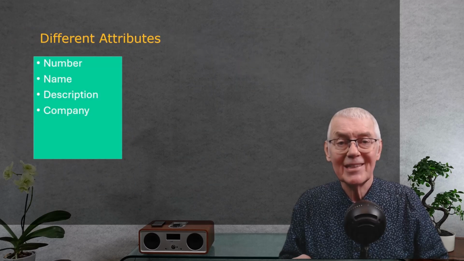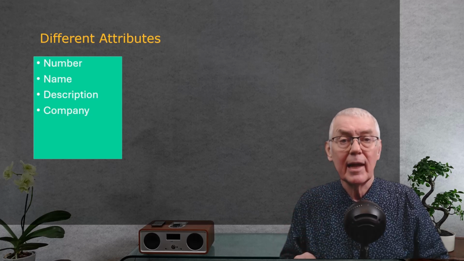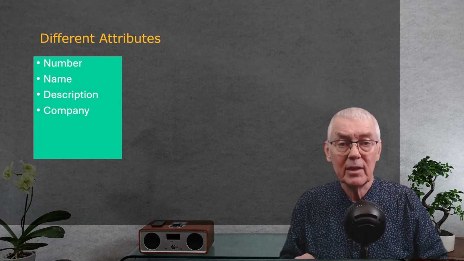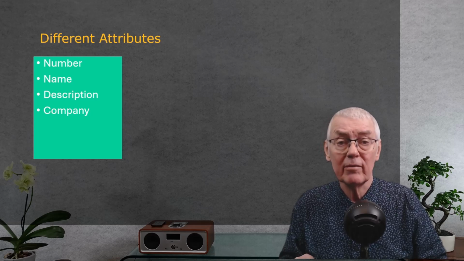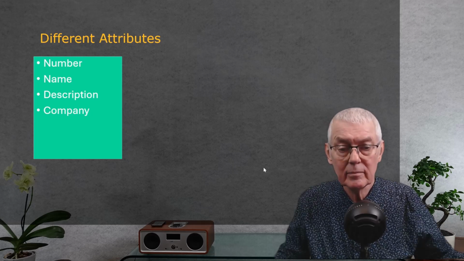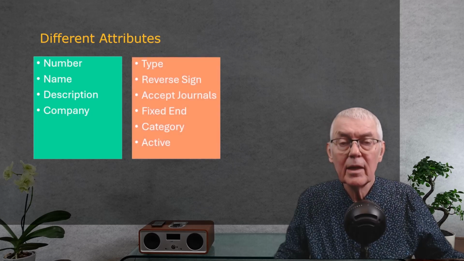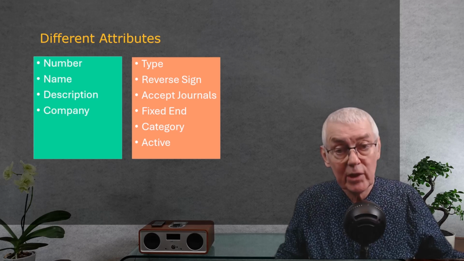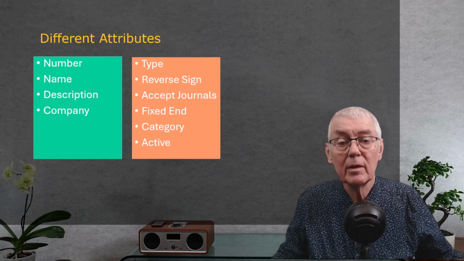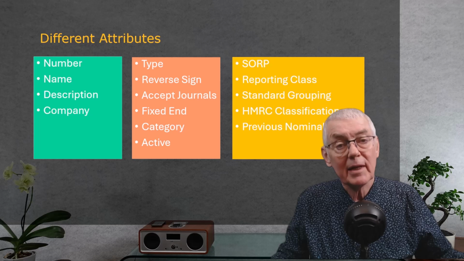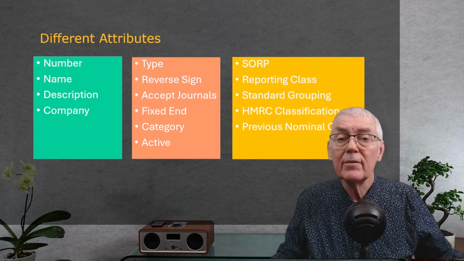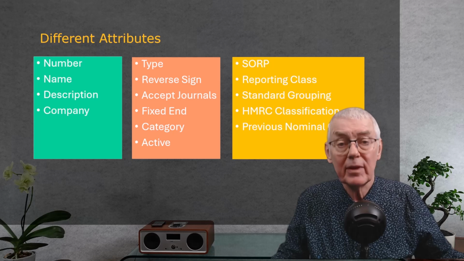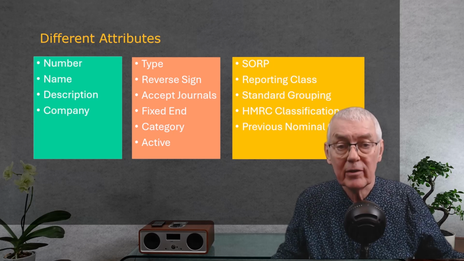Now, a nominal code isn't just a number, it's a data object with attributes. At a basic level, a nominal code has a number, a name, a description, and in a multi-company environment, it can be used generally or be company specific. Then there are different ways in which it is used. Finally, the nominal codes can be classified according to the SORP, by reporting classes, for HMRC, and to the previous chart of accounts to help with migration.